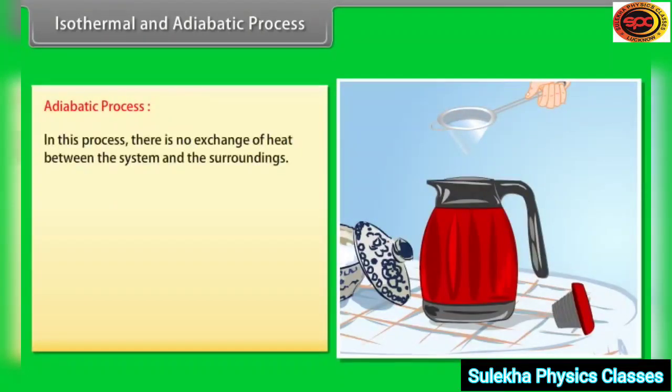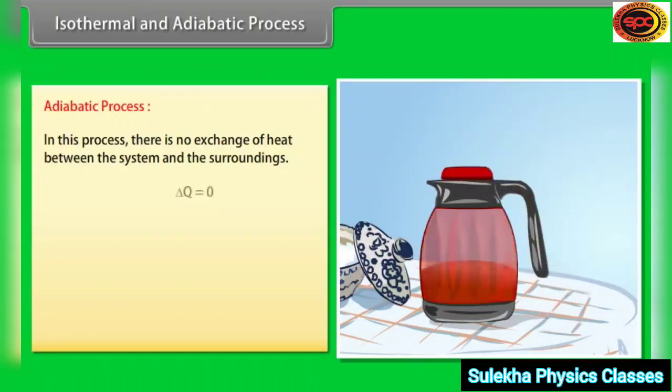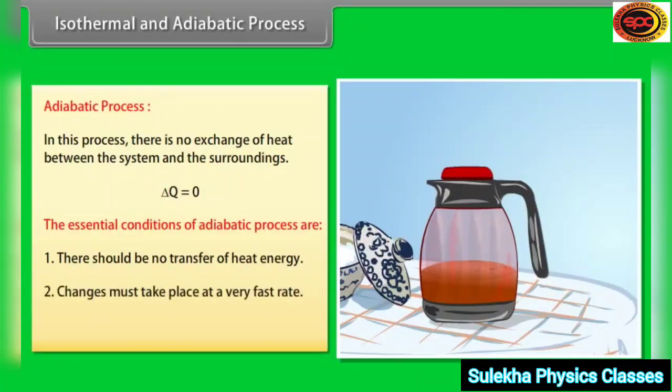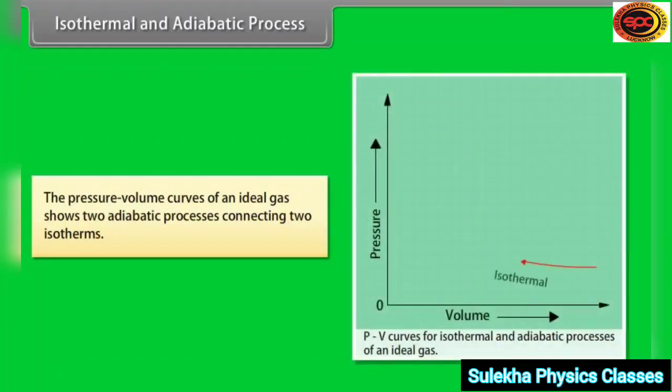Adiabatic process. In this process, there is no exchange of heat between the system and the surroundings. Delta Q is equal to 0. The essential conditions of adiabatic process are: there should be no transfer of heat energy. Changes must take place at a very fast rate. Specific heat is 0. The pressure-volume curves of an ideal gas show two adiabatic processes connecting two isotherms.